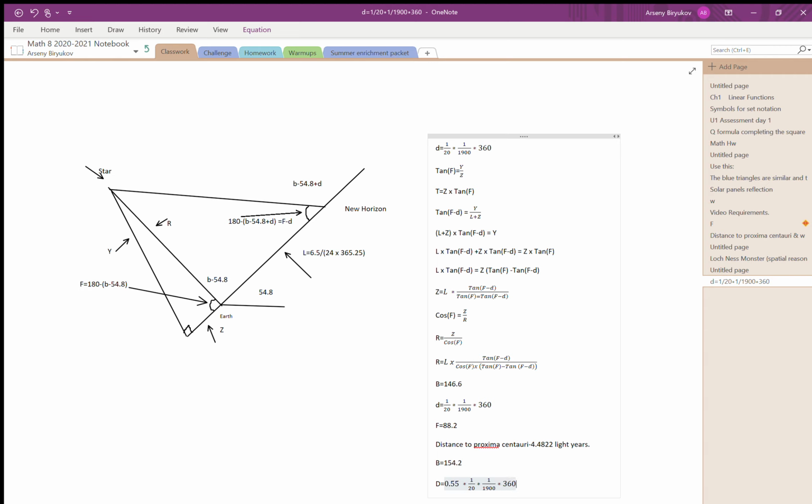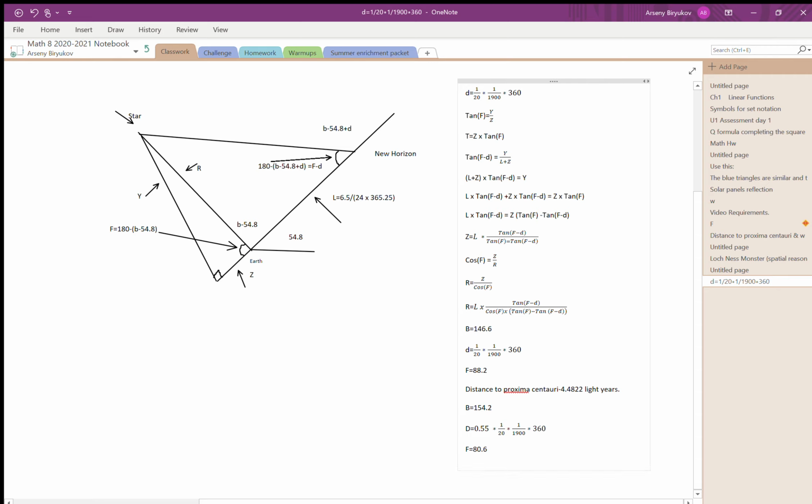L stays the same, and F changes as a result of B changing. So F becomes 80.6. If we input these numbers into the formula we made, we'll get the distance to Wolf 359, which will be 8.0441 light years.